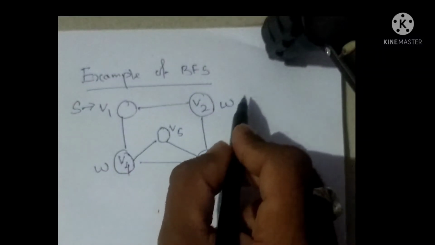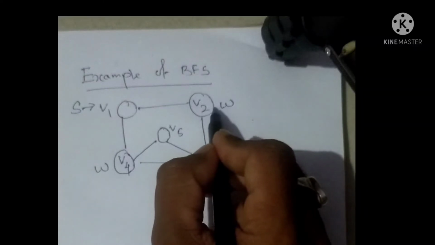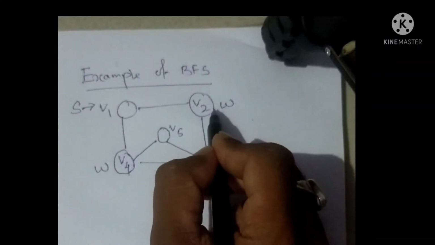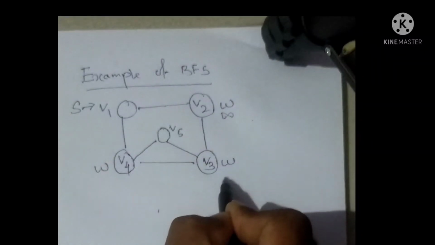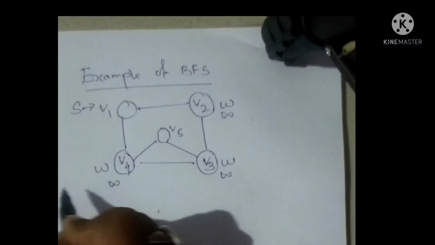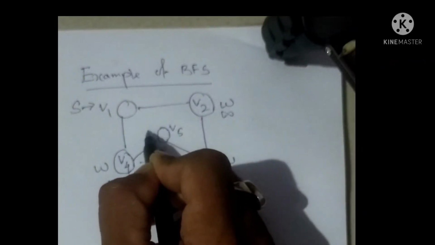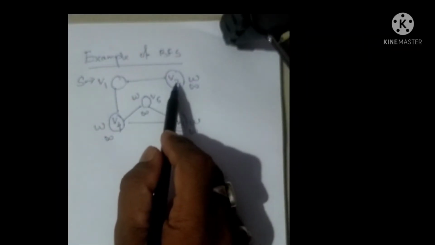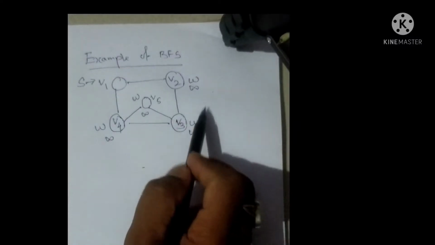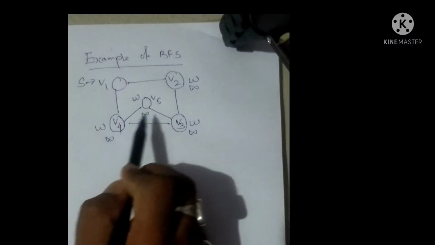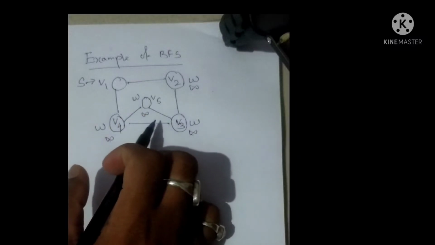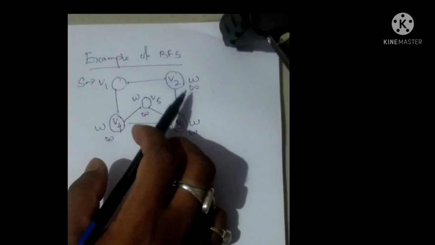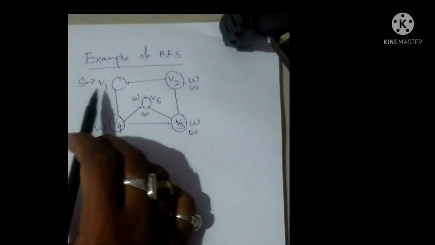Apart from that, the distance to reach the other vertices except your source vertex is infinity. So I am writing infinity, infinity, infinity, and here is also infinity, and V5 is also. The value for each vertex except your source vertex is infinity. We have written that way. Here is infinity, here is infinity, here is infinity, and here is also infinity. So this is the way we have initialized the parameters to all the vertices except your source vertex.